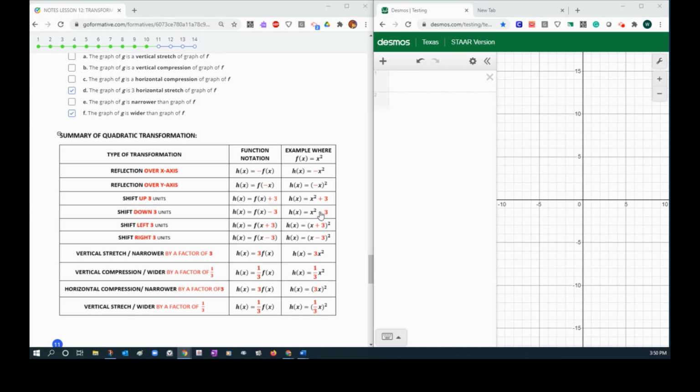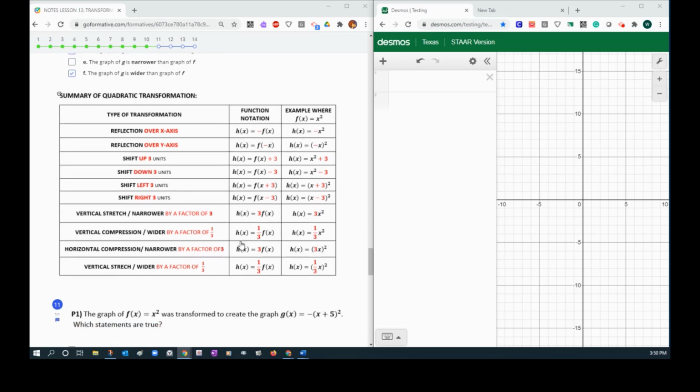If we don't have parentheses and we're adding or subtracting a number, then if it's adding, we're going to shift up. And if it's negative, we're going to be shifting down. Now, if we do have parentheses, then the shift is horizontal. And it's kind of counterintuitive, meaning that if it's positive 3 here, then you should be expecting a shift to the left. And if it's negative 3 inside the parentheses, or a negative number, you're going to be shifting to the right.